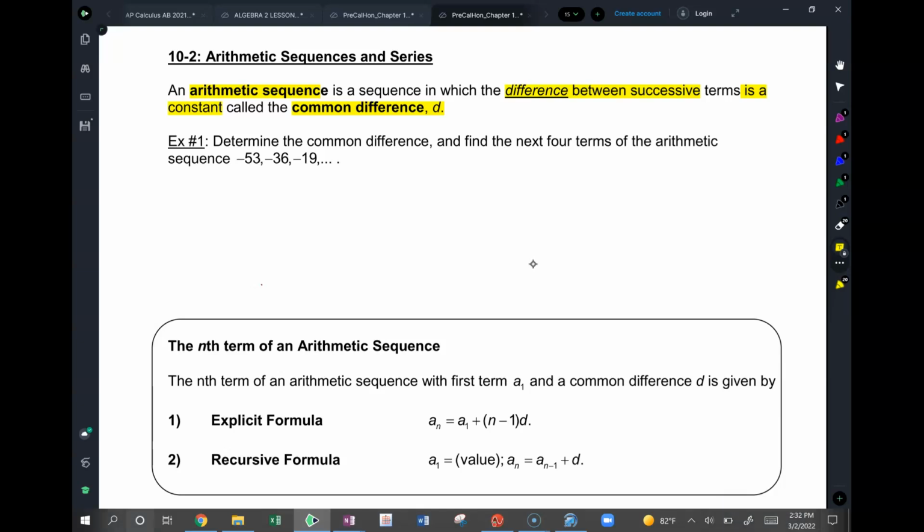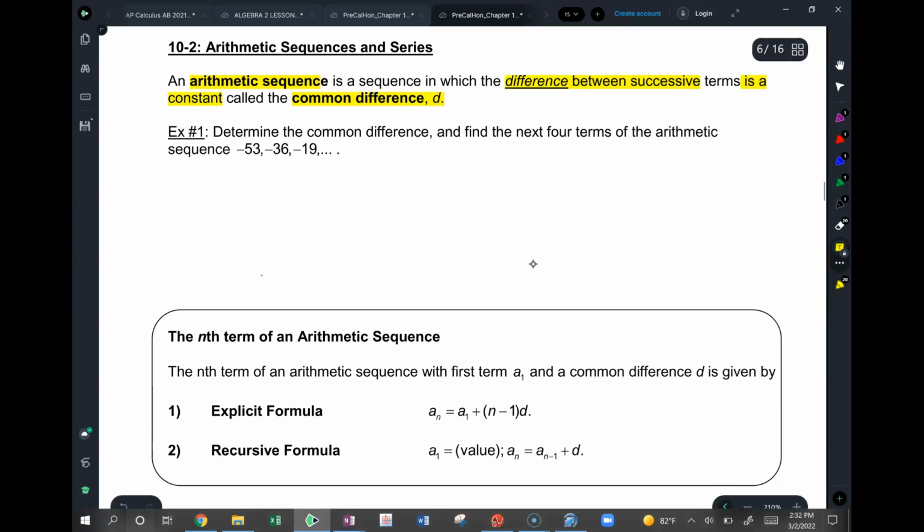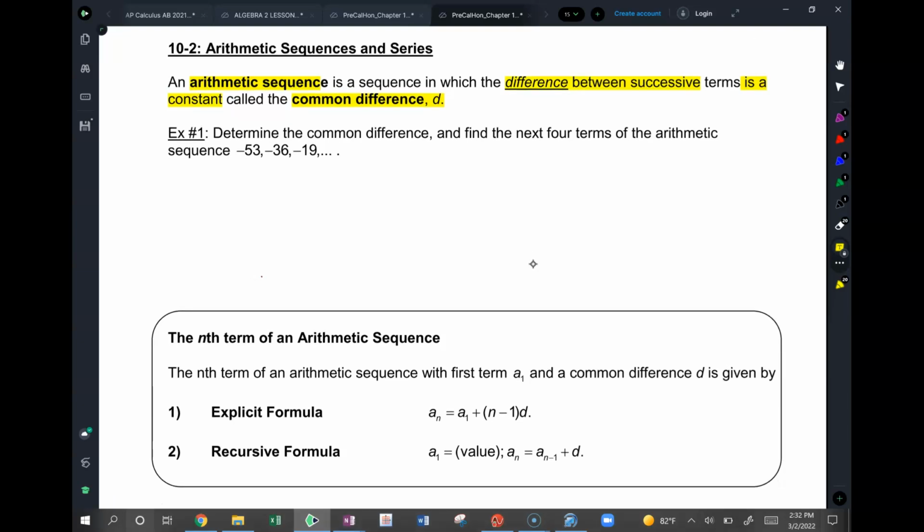And it doesn't say that D has to be positive or negative. So you could keep adding negative 2. Okay, so start at 1, keep adding negative 2, so negative 1, negative 3, negative 5, and so on. Okay? All right. So here, determine the common difference and find the next 4 terms of the arithmetic sequence.